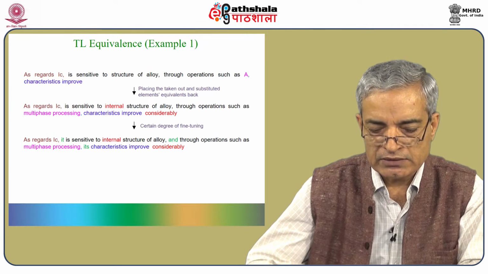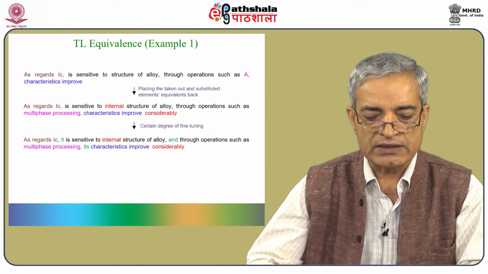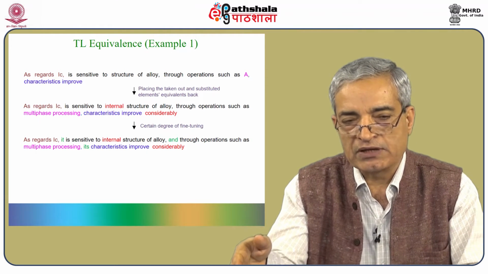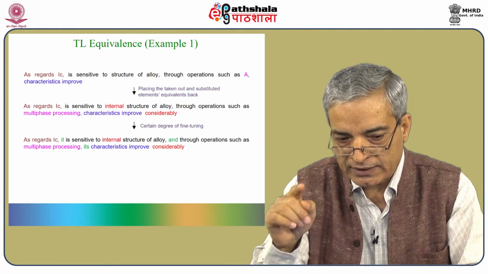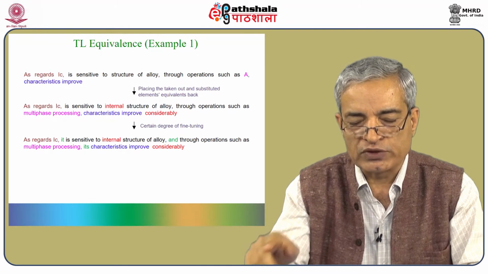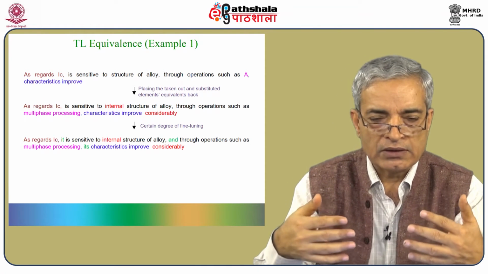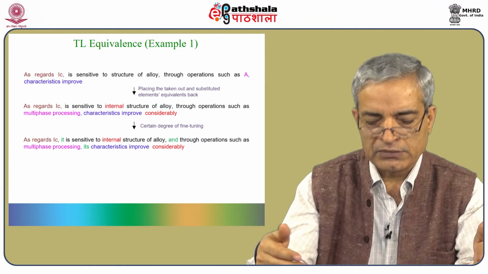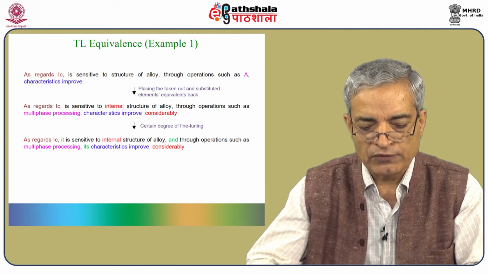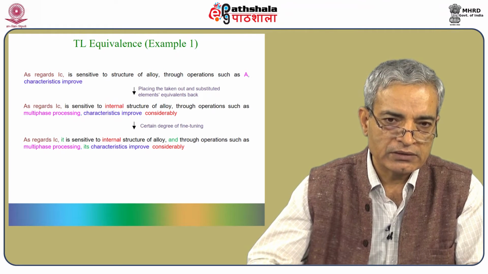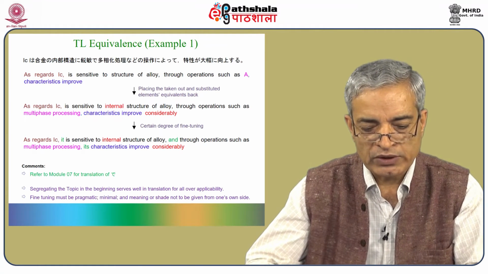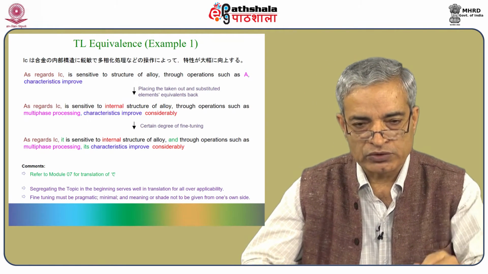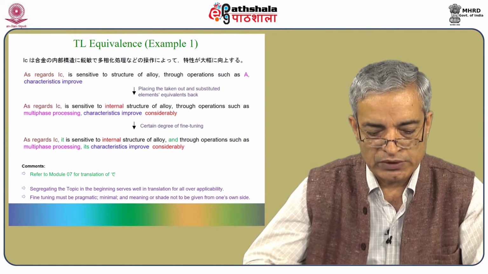As regards IC, it is added here. It is sensitive to internal structure of alloy, and through operations such as multi-phase processing, again add its here. Its characteristics improve considerably. Now you can see the additions are "it" and "its". Not so difficult, but the flow has come. Now you can see the flow, and the end result is that this makes some sense. So here you can see, for example, for the "they", you can refer back to module 7 for the explanation with regard to "they".